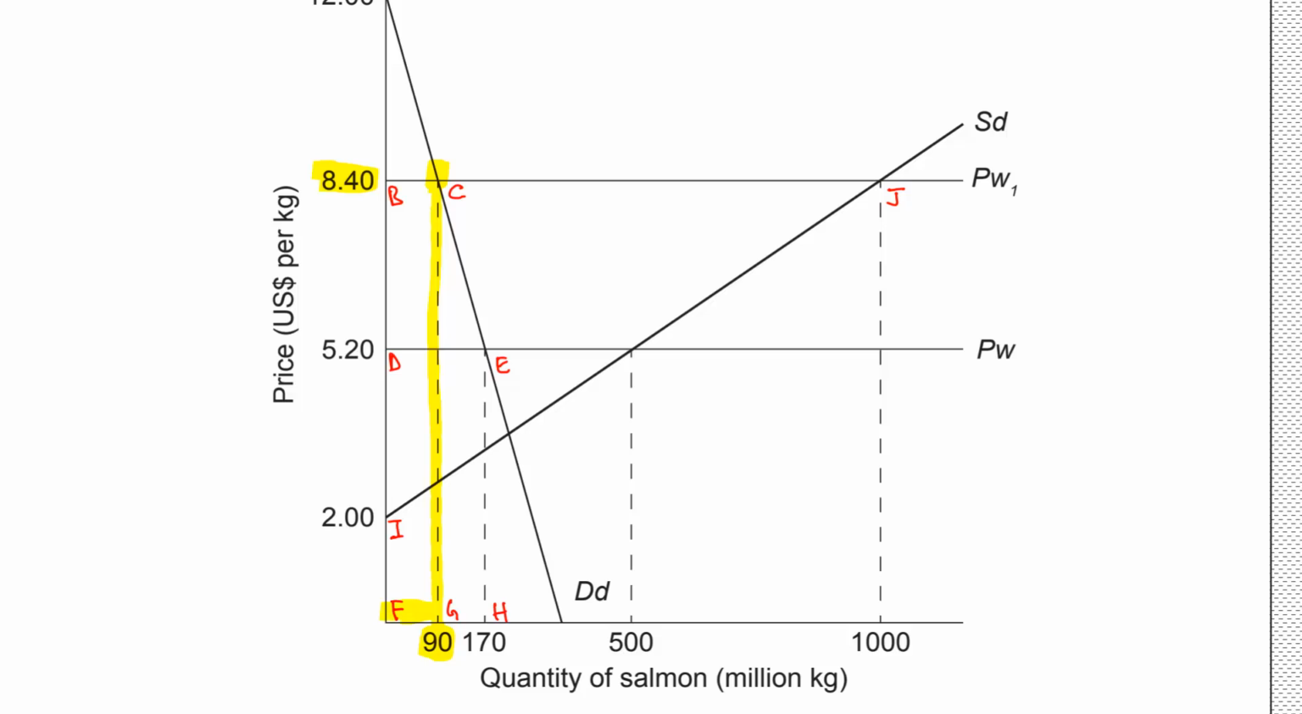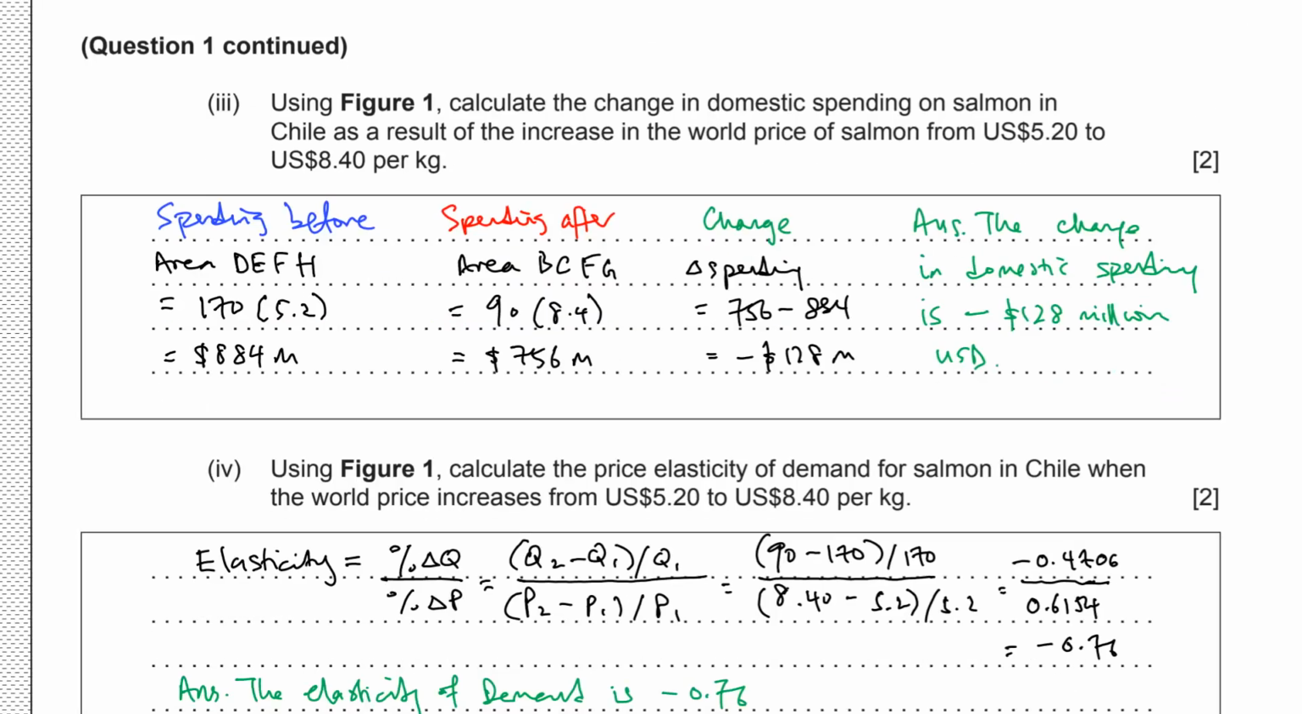And so total spending would be equal to this rectangle, which is area BCFH. It's going to have a base of 90 and a height of 8.4. So we just multiply those two things, and that gives us the total spending after, which is $756 million. The change in spending would be the after, 756, minus the before, 884. So 756 minus 884 gives us minus 128 million US dollars.